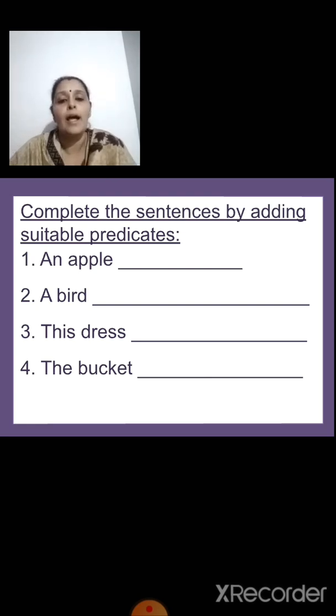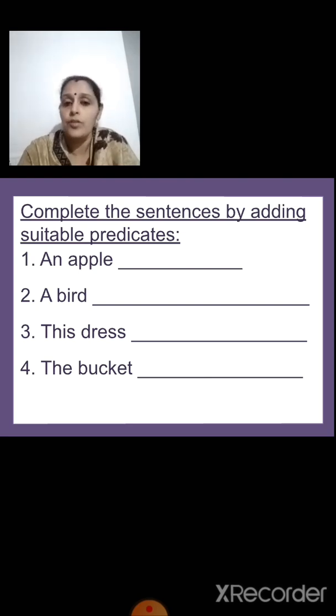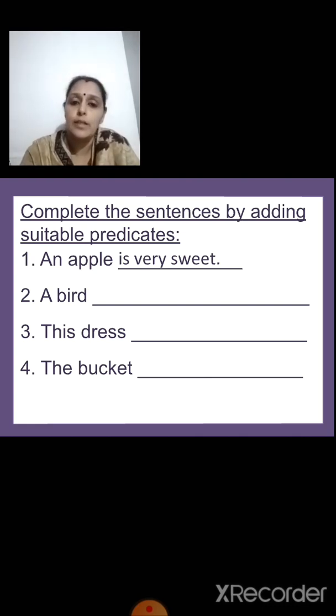Yes, an apple. I have written it as an apple is very sweet. You can also write an apple is red in color. Or you could also write an apple a day keeps the doctor away. Right? So this you can write it accordingly as per your wish, but the formation has to be correct.